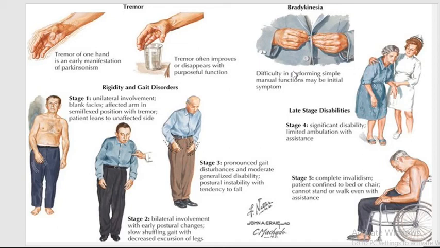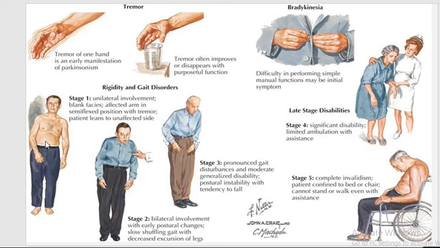Then there is bradykinesia, the difficulty in performing simple actions like closing your shirt or wearing a dress. So this is bradykinesia, meaning decreased movement. So this is how the Parkinson disease symptoms develop slowly: initial tremors, then purposeful movement, then bradykinesia. Now come toward the gait disorder.